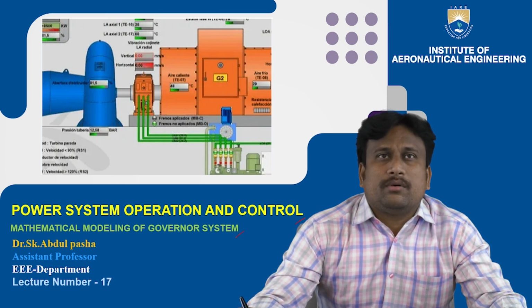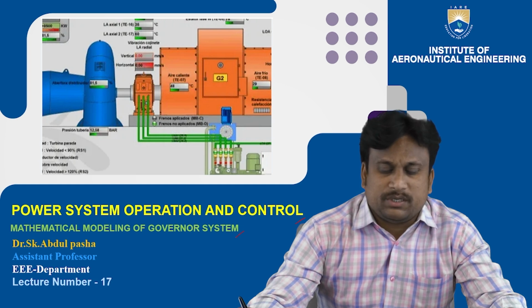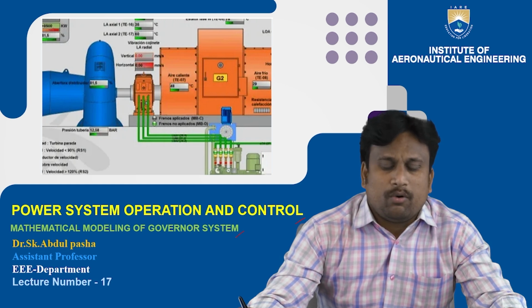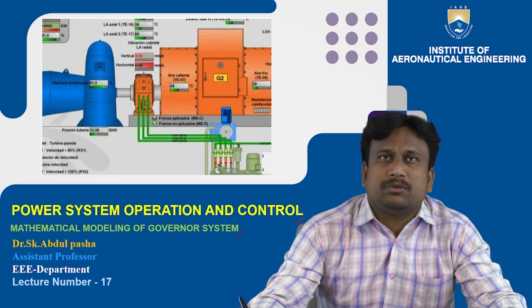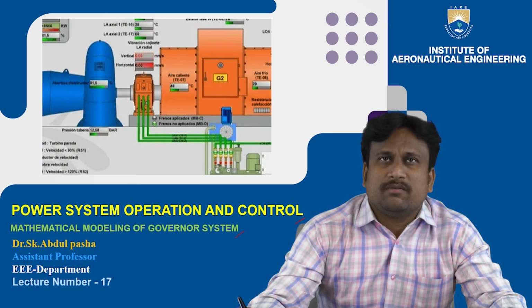In the earlier video, I explained the governor mechanism: what the various blocks are, what purpose it was introduced for, how speed can be controlled, what parameters we consider in the governor mechanism, and block diagram details. These are the aspects covered. For the same case, we are going to derive the mathematical modeling for the governor.